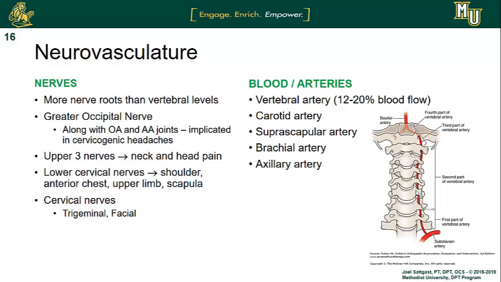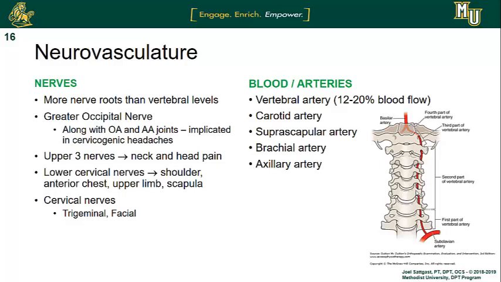The upper three nerves are really associated with neck and head pain. Lower cervical nerves we think of as being more shoulder, anterior chest, upper limb, and scapula. There was a nice referred pain or at least referred symptoms graphic from Magee that I posted in the lecture from Friday. I would encourage you to peek at that, showing the different root levels and where that referral tends to go. Again, the upper three nerves more to the head and neck, even wrapping around to the lateral and even anterior portion of the head, whereas lower cervical nerves more shoulder, anterior chest, some upper limb, and scapula.